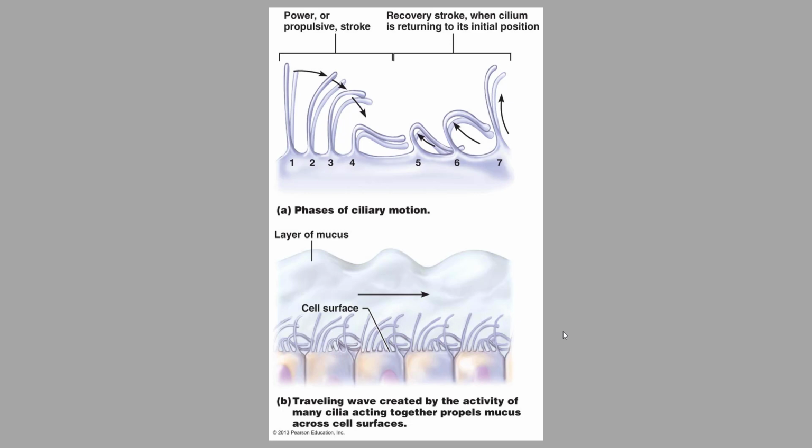And when a flagellum moves, it moves the cell. It's kind of like a rotor that pushes the cell along. There's only one cell in the body that uses a flagellum, and that's sperm cells. The tail of a sperm cell is a flagellum. When it moves, it propels the sperm cell.